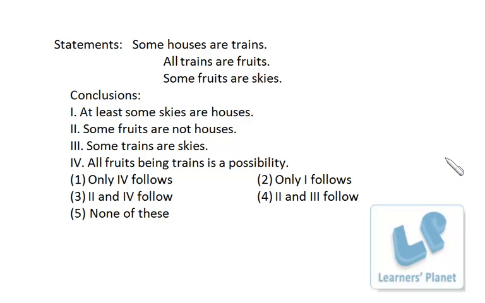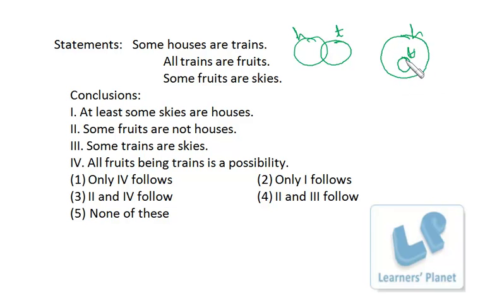Then some houses are trains. See, some houses are trains. For that we can draw the various circles. This is a possibility, and this is also a possibility. This is house and train, and some houses are trains. So this is also a possibility. This outer circle is of house and the inner circle is of train. So in this case also some houses are trains, because this portion is coming under this circle.